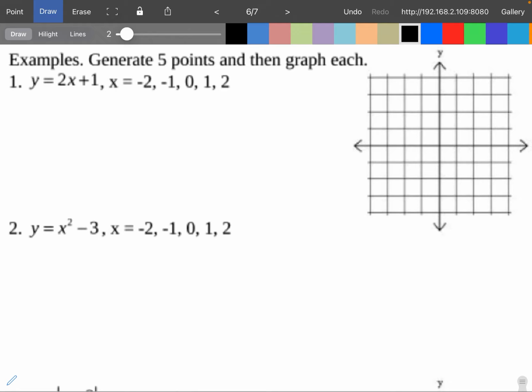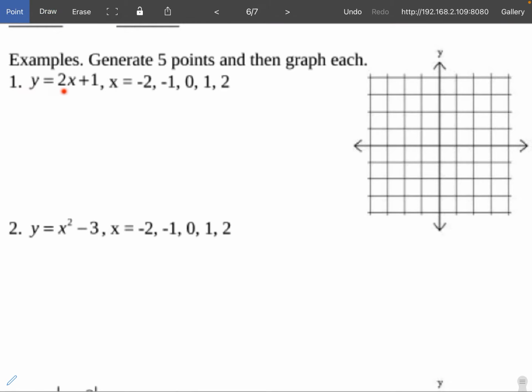All right, so for number 1, they give us this equation, okay? That's our function right here. It's y equals 2x plus 1. And it's a function because for each x that I put in, I'm going to get out 1 y value, all right? So if you put in 1 x, you get out 1 y. That's a function.